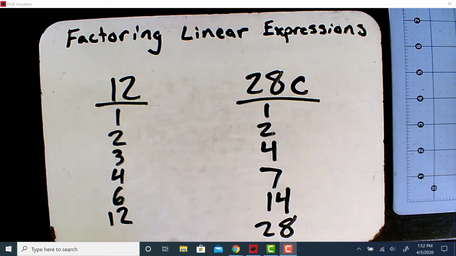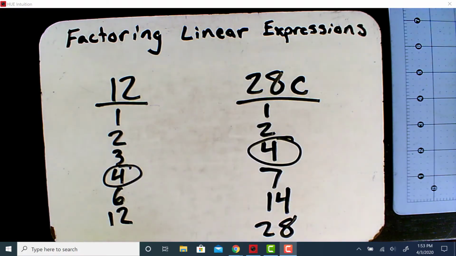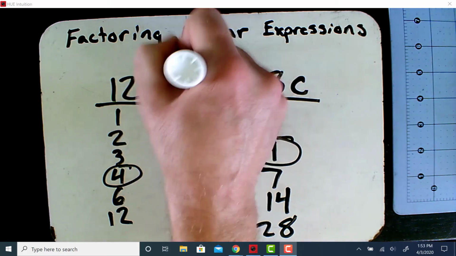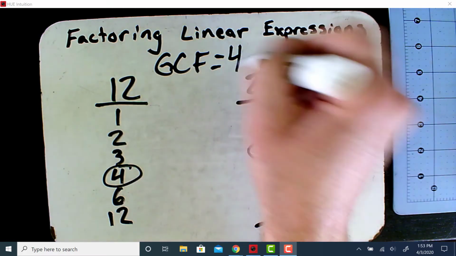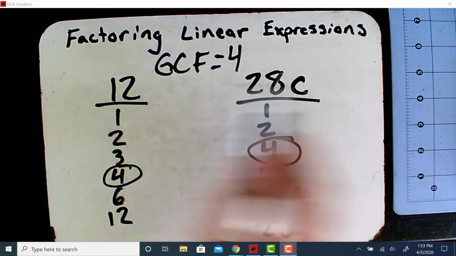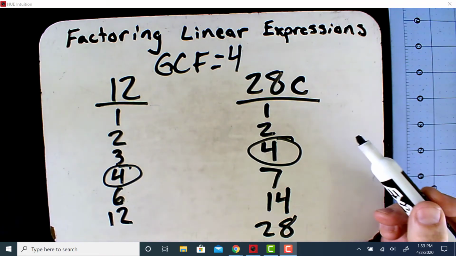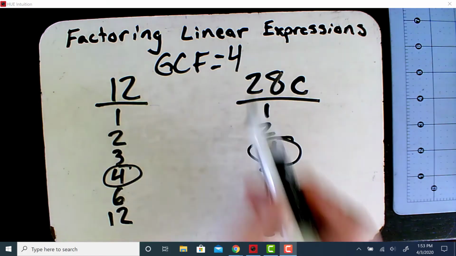Now let's see which one we have that's the largest one that they both have in common. Well, it looks like again we have 4 is the largest number that we have in common for both of these. So if I was asking for the greatest common factor, well, we'd have 4. Now notice this one doesn't have a C and this one does. So since one does and one doesn't, that's not a common factor that they have. So my greatest common factor for these two monomials is just 4.